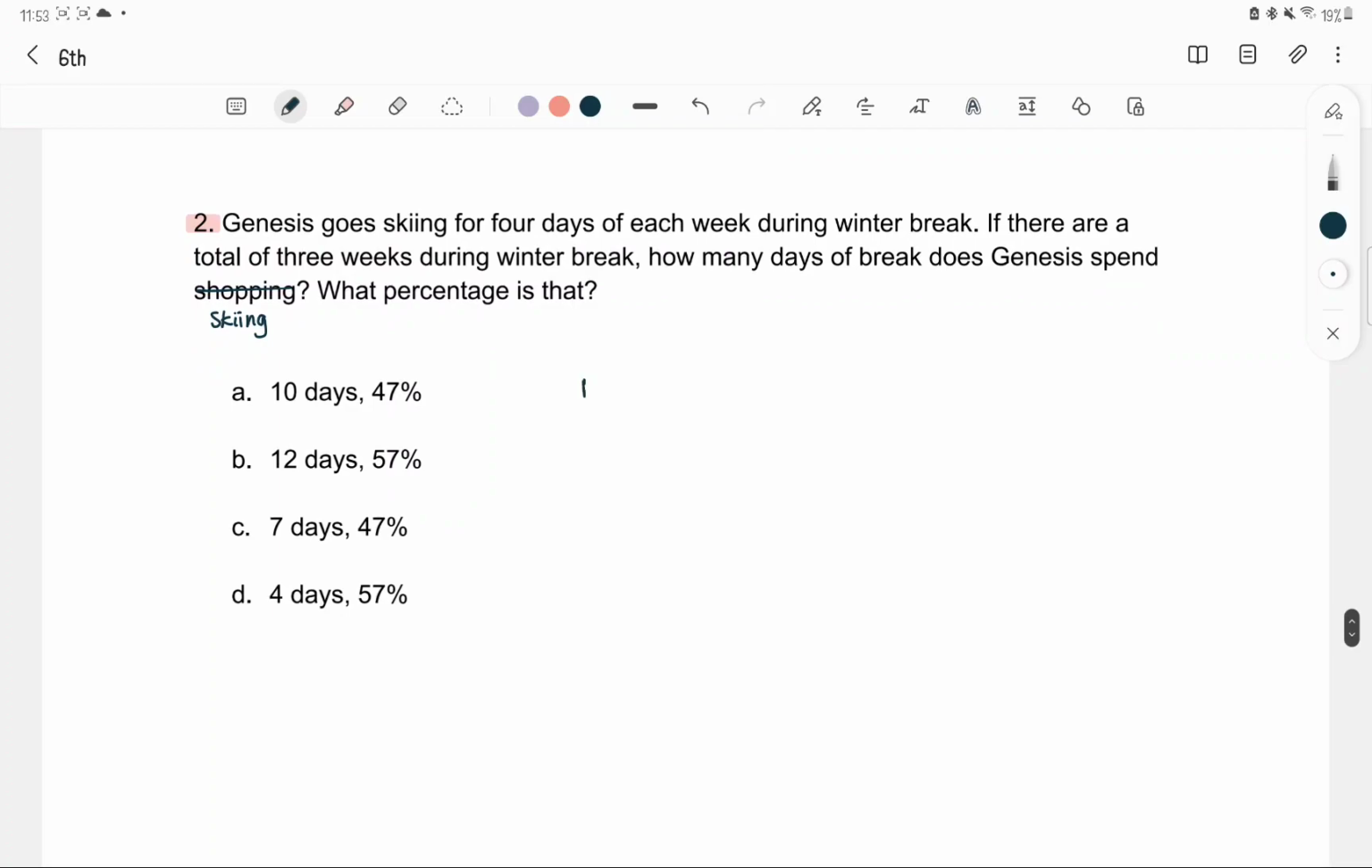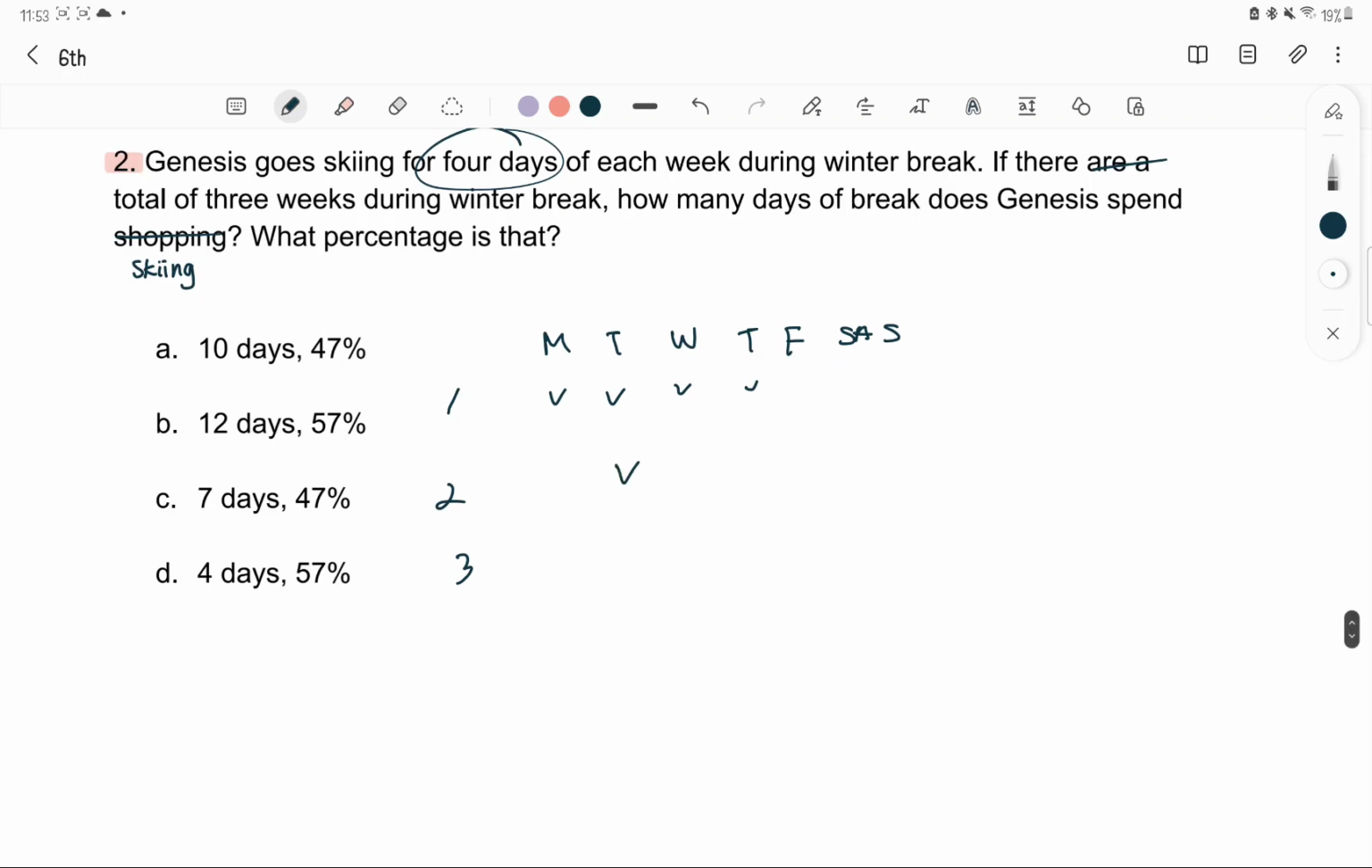And for this one, Monday, Tuesday, Wednesday, Thursday, Friday, Saturday, Sunday. So this one is that she goes skiing for 4 days each week, and there's a total of 3 weeks. You don't know which days, but you know for sure that she's going for 4 days. Let's say that in the first week, she went skiing on Monday, Tuesday, Wednesday, Thursday. And in the second week, she went skiing on Tuesday, Wednesday, Thursday, Friday. And third week, Monday, Wednesday, Thursday, Friday.